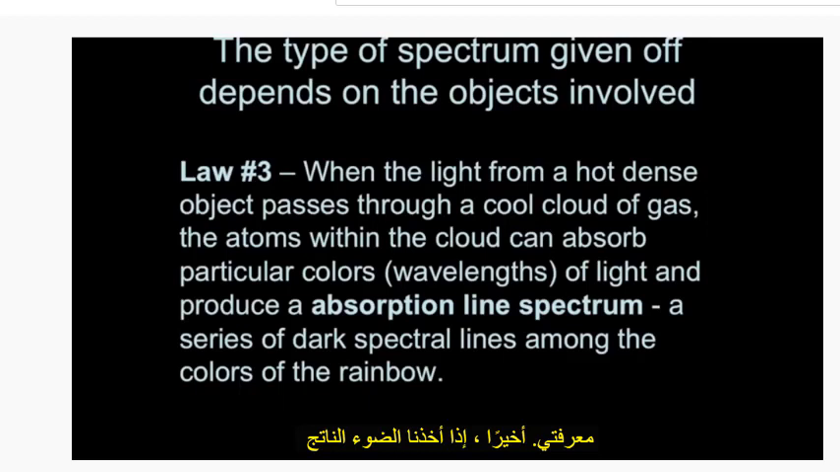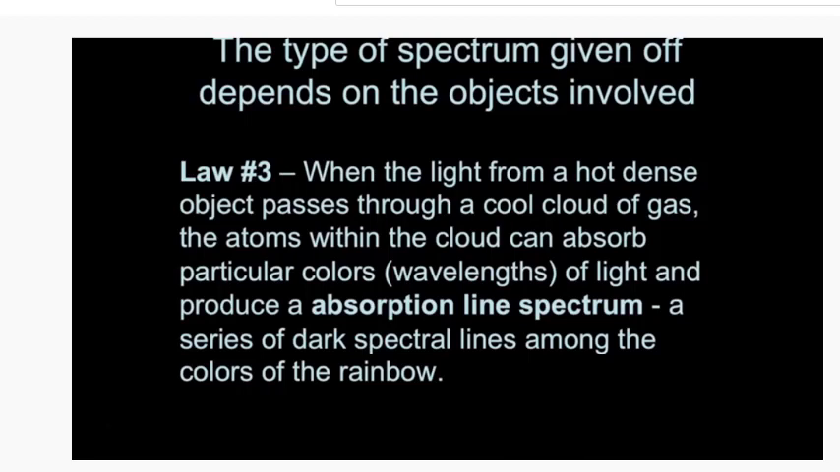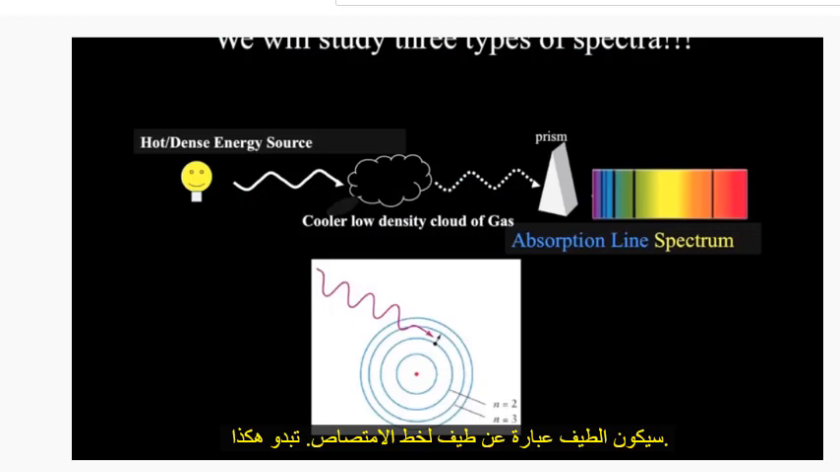Finally, if we take the light that's produced from a continuous source and then pass it through a lower density and cooler temperature cloud of material or cloud of gas, and we look at the light that emerges, the spectrum will be an absorption line spectrum. It looks like this. Let's say that we start with the continuous light coming from a hot, dense source.